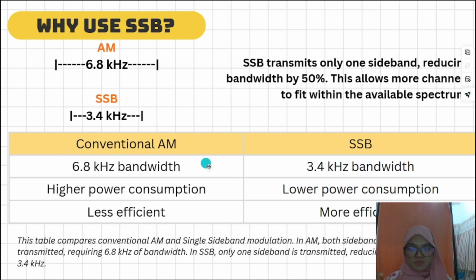This is the comparison between conventional AM and SSB. Conventional AM has 6.8 kHz bandwidth, while SSB has 3.4 kHz bandwidth. Conventional AM consumes higher power, while SSB consumes lower power. AM is less efficient, while SSB is more efficient. That's why SAR uses SSB for the communication system for the rescue team to coordinate the rescue mission.